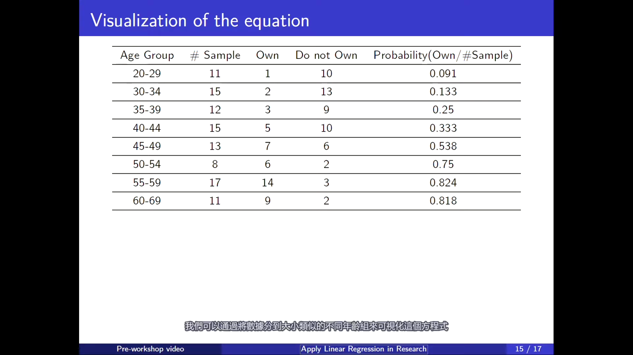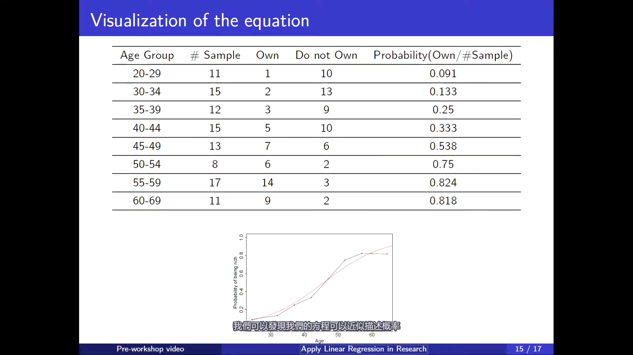We can visualize the equation by grouping data into different age groups with a similar size. We calculate the probability of owning a home in that age group. And we can see that our equation can approximately describe the probability.